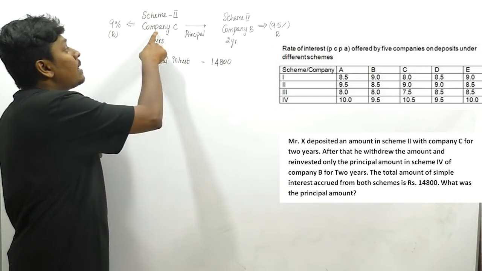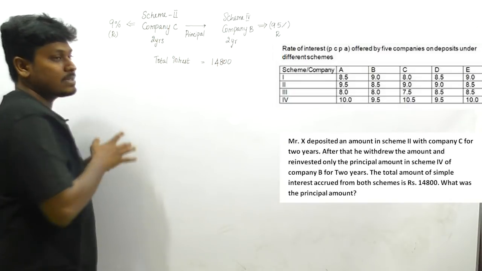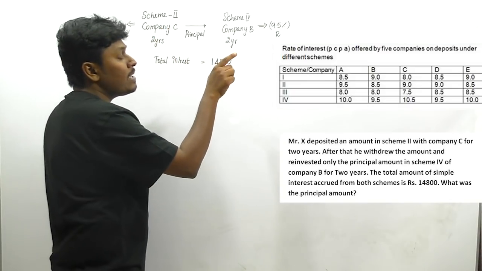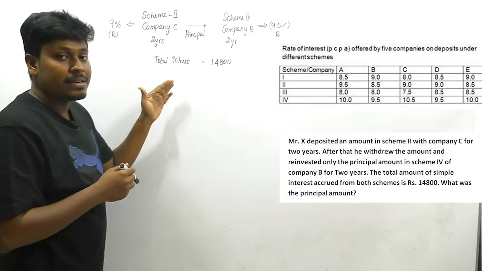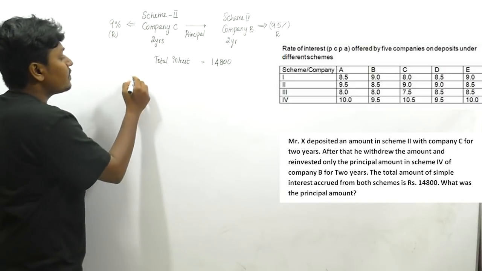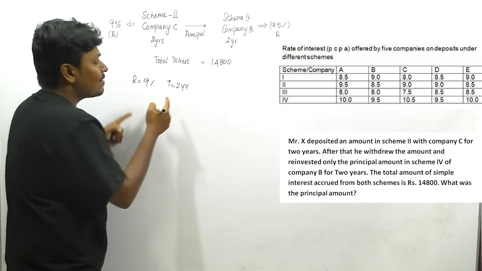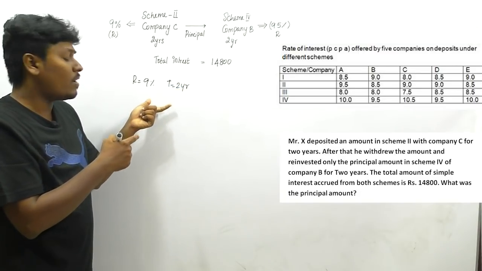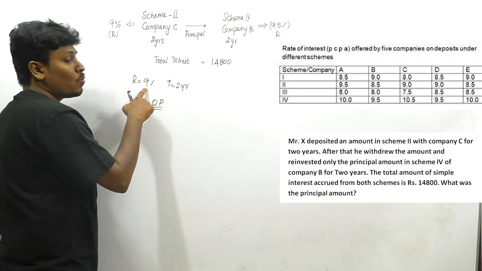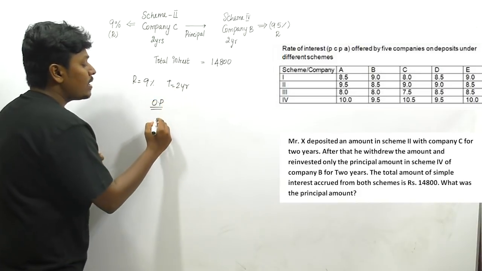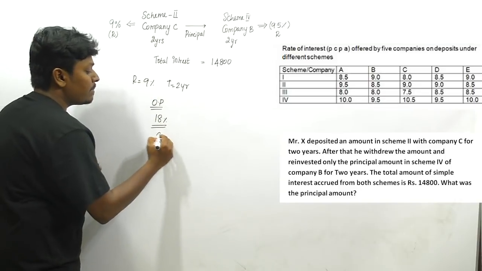We know that company C, look at the chart friends, company C and scheme number 2, where the rate of interest is 9%. Similarly, company B and scheme number 4, where the rate of interest is 9.5%. Because of simple interest, we know one method. Where the rate of interest is 9% and the time duration is 2 years, how to calculate the overall percentage, which we have already taught you in the introduction itself, right? So the overall rate percentage for 1 year is 9%, for 2 years that is 18%, right? This is for the first 2 years, that is in company C.